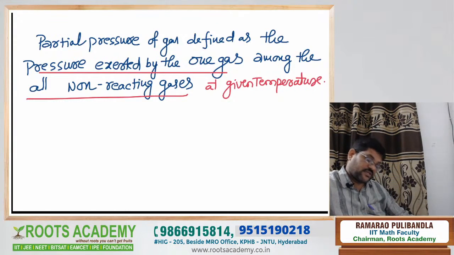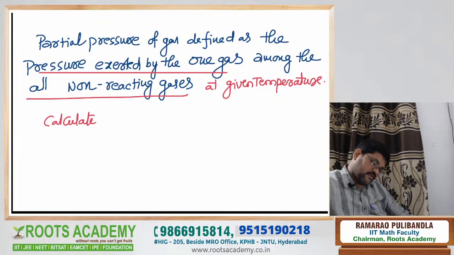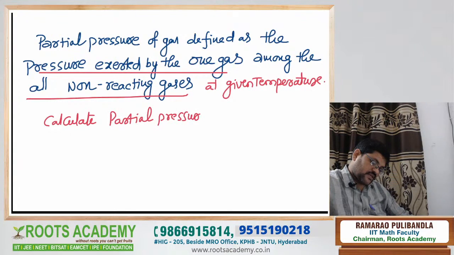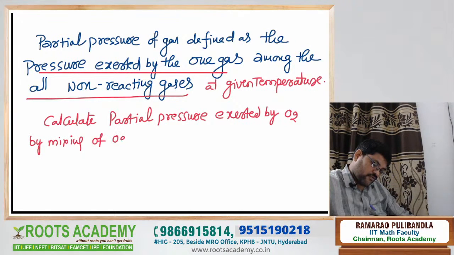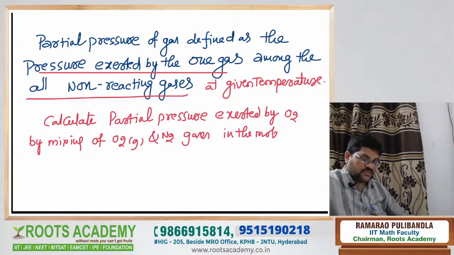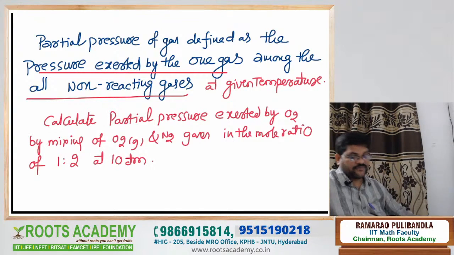For example, the question is given like this. Calculate the partial pressure exerted by O2 gas by mixing of O2 and N2 gases in the mole ratio of 1:2 at 10 atmospheres. Simple question.